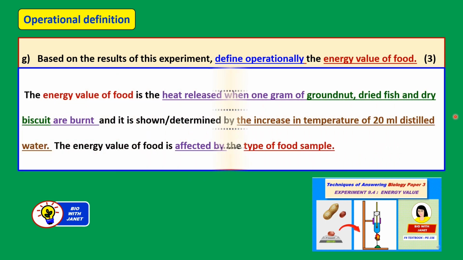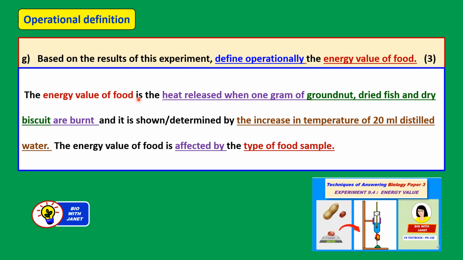Okay, let's look at the answer. The energy value of the food. So you must start with the term that you're going to define. You cannot say suddenly, the heat released from 1 gram of the food sample is called the energy value. Cannot. You must start from the word that you're going to define. The energy value of food, according to what is in the question. If you just put energy value, then you have to write energy value in it. Okay? So follow the question.